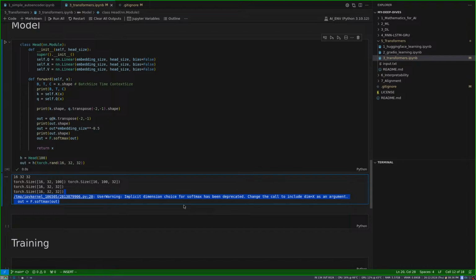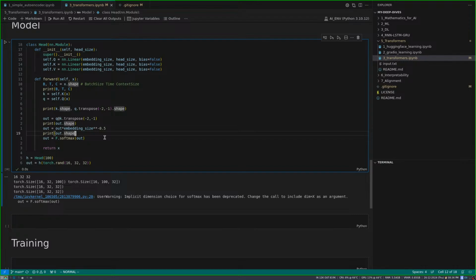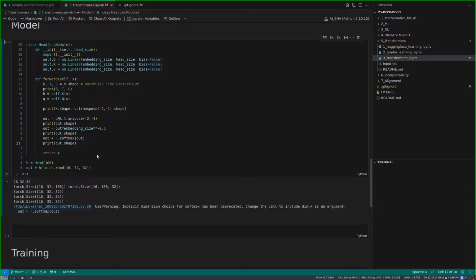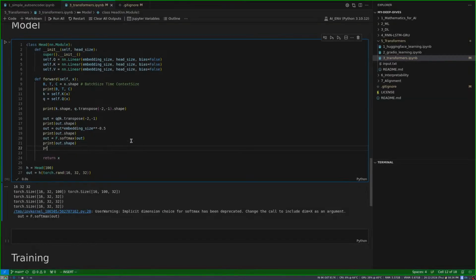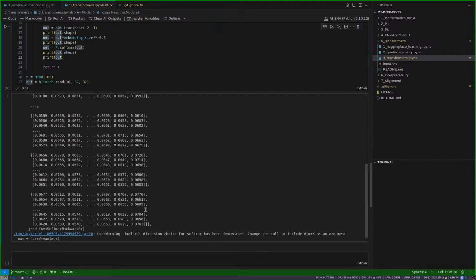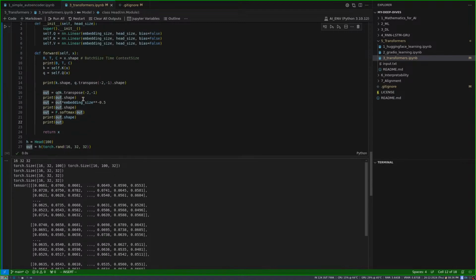Implement the dimension choice for softmax as multiplicator. Okay. So all I want to do is from the shape, same shape. In fact, I think I want to visualize it too. These are the probabilities. I'll do this here too.